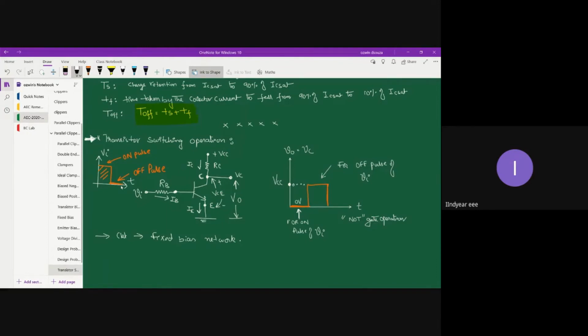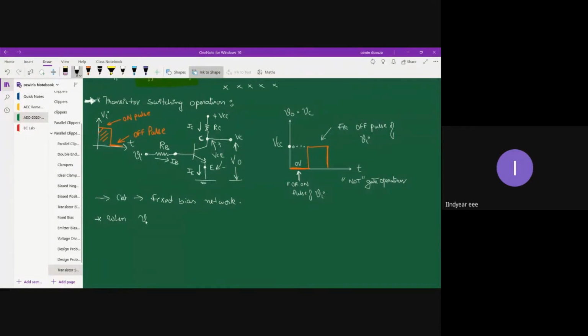All right, fine. Now, what we have to do over here is see what happens when an on pulse is coupled to the base terminal, and what happens to the transistor operation when an off pulse is fed to the transistor input terminal. So let us break down the analysis into 2 parts.